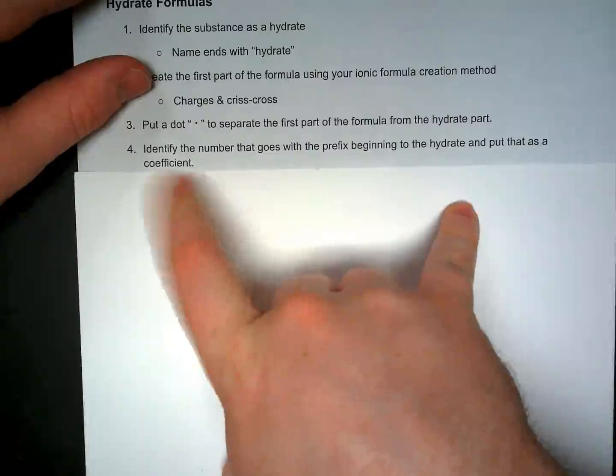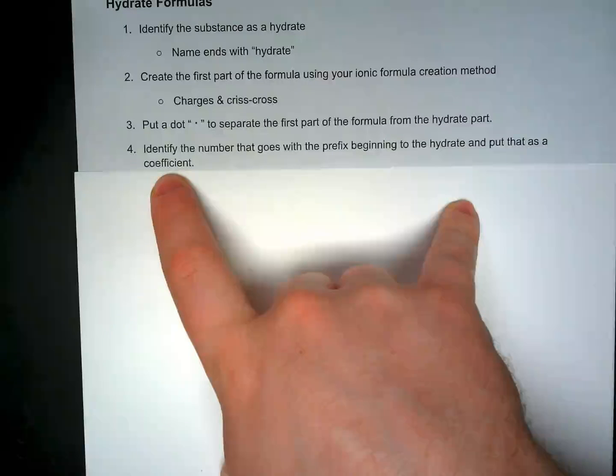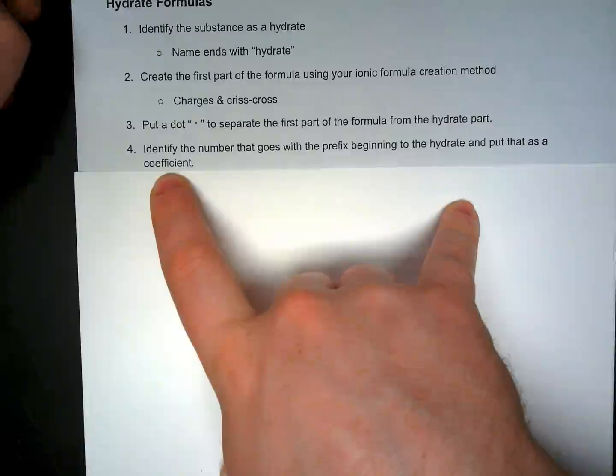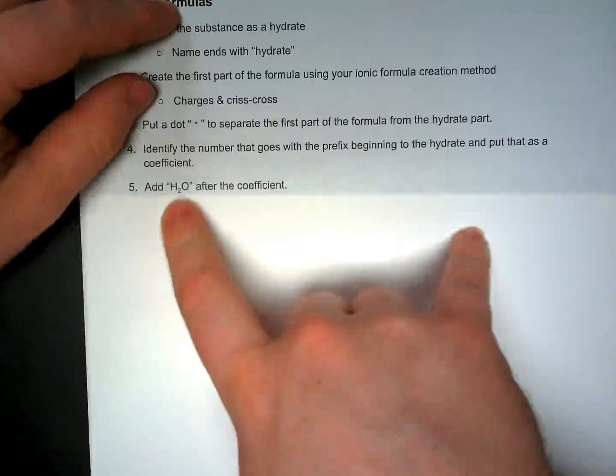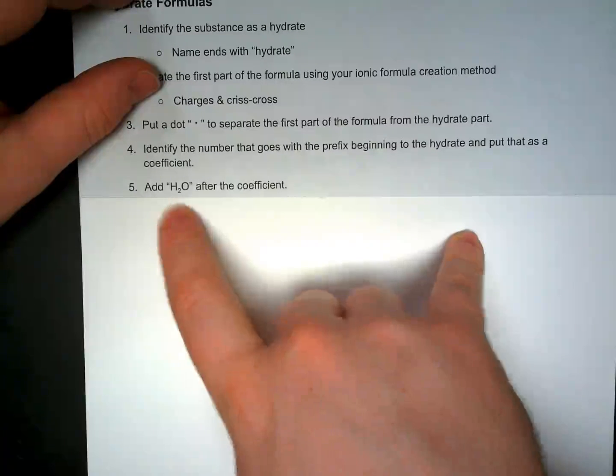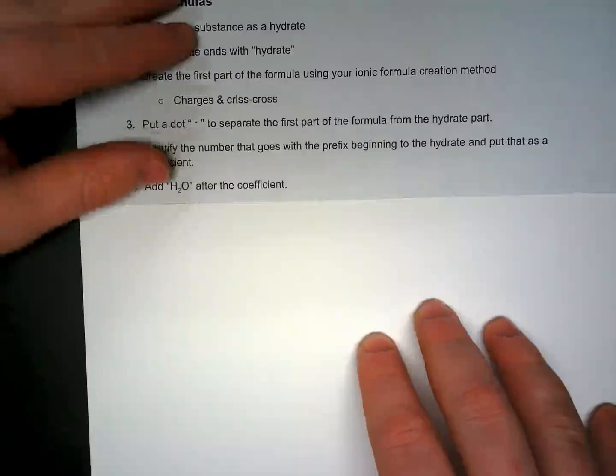Okay. So we're going to think of those prefixes again. Those mono, di, tri, tetra, penta, hexa, hepta, octa, all those good guys. Nona and deca. Identify the number that goes with the prefix belonging to the hydrate and put that in as a coefficient. So the word coefficient here, think back to your math. This is going to be a big number, not a small number. It's not an exponent. It's not a subscript. It's not a superscript. This is going to be a big number going in front of H2O, which is the next part here. So add H2O after the coefficient.